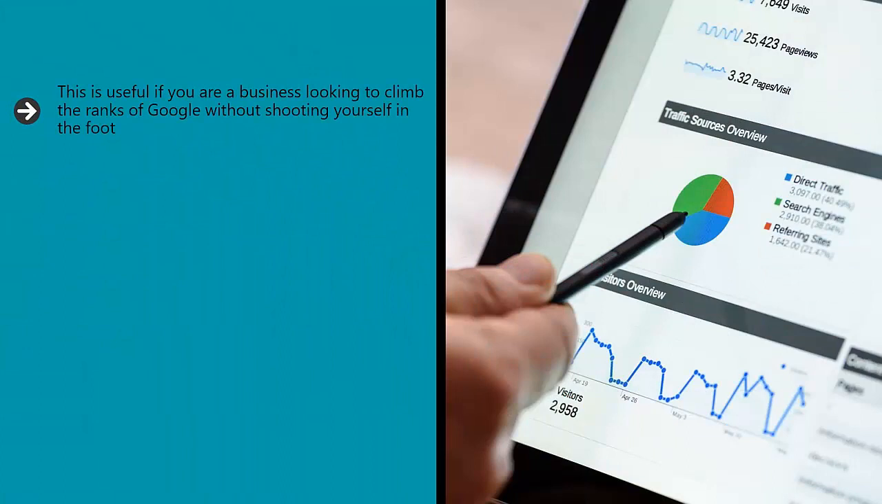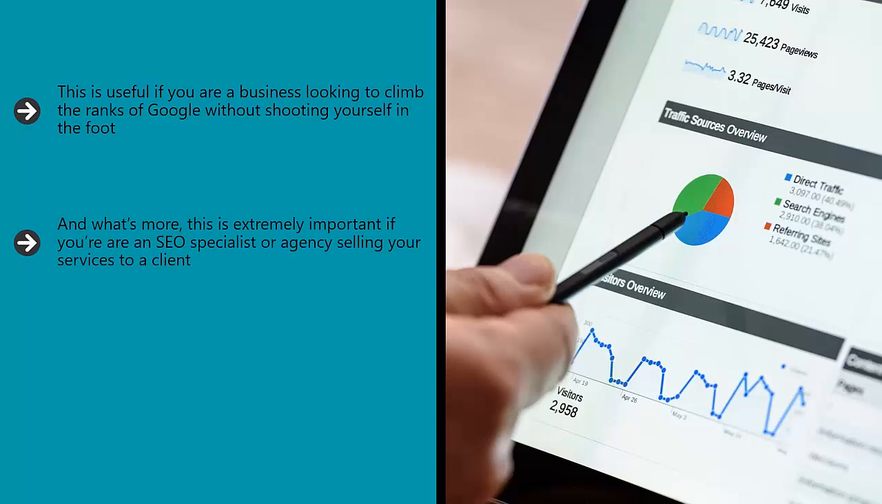This is useful if you are a business looking to climb the ranks of Google without shooting yourself in the foot. It's useful if you are starting out and want to adopt the very best strategy from the very start. And what's more, this is extremely important if you're an SEO specialist or agency selling your services to a client.